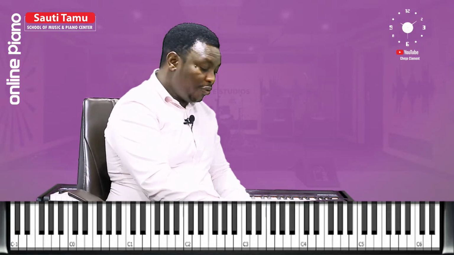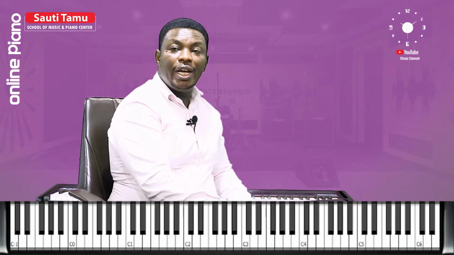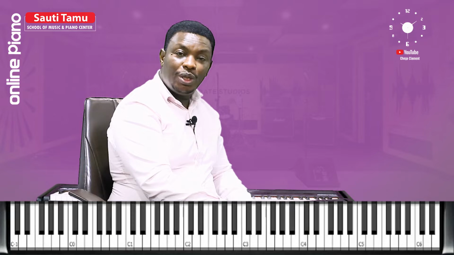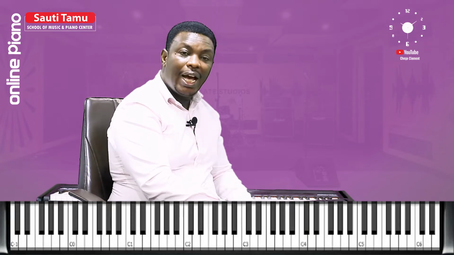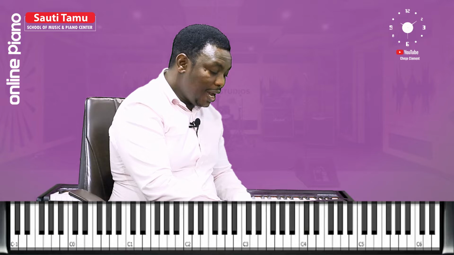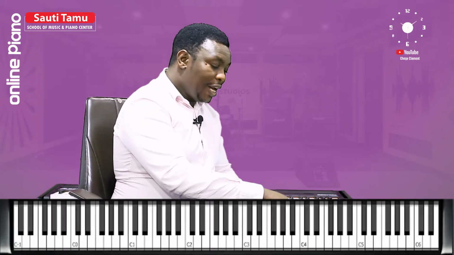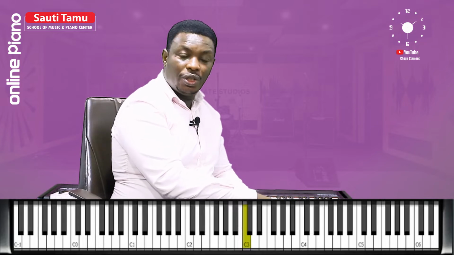Remember, we said when you're forming scales, there are important things you need to understand. One is a semitone, the other is a tone, and the third is a note. Remember, we said a note is a single position.